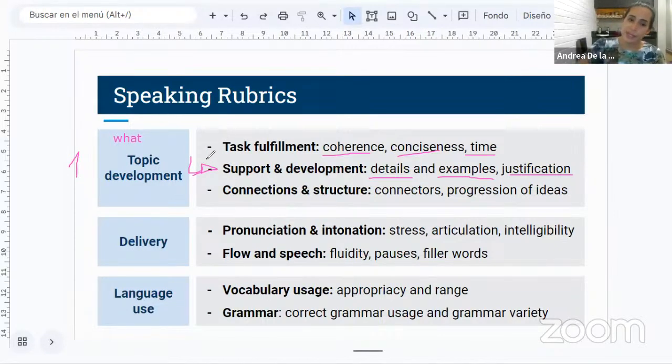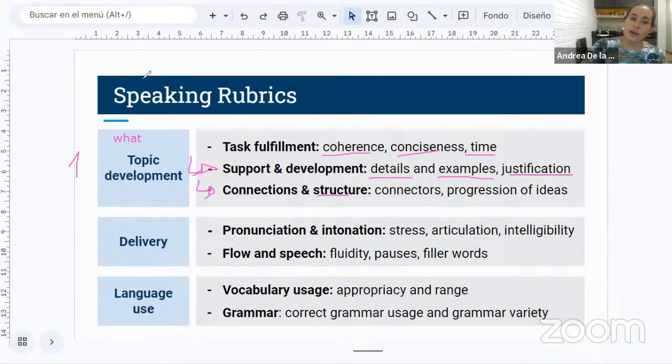And obviously they want something that flows well, that flows easily. So the ideas that you have, are they properly connected? Are you using enough connectors, transition words, linking words? Are your ideas progressing in a natural way, or are you maybe forcing too much? Do you have a good structure, or are you organizing your ideas all over the place?